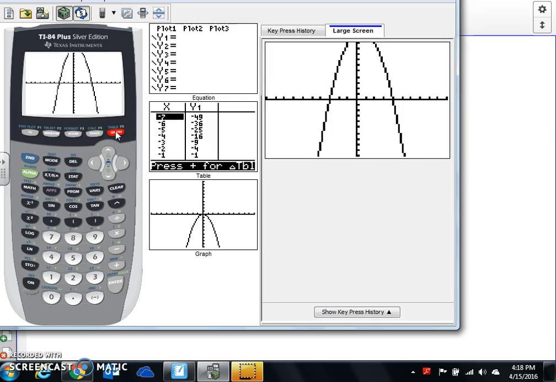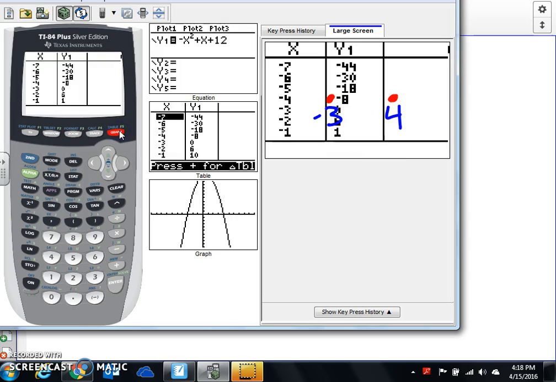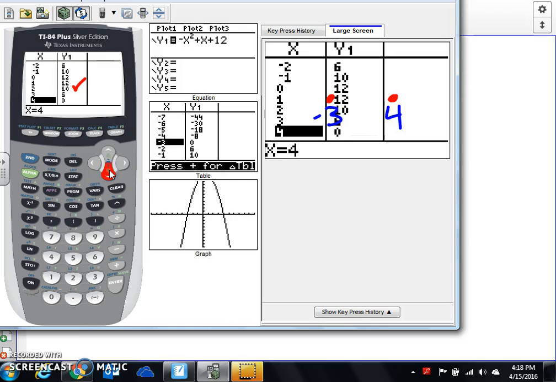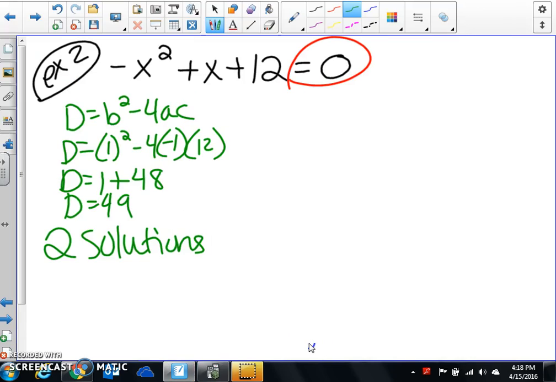Okay, so our roots, our solutions, our zeros are where they cross the x-axis. And looking at it, that looks like negative 3 and positive 4. Let's check using our table. Second table, I go to negative 3. Sure enough, there's a 0 there. Then I go to 4. Sure enough, there's a 0 there. So those are correct. So my solutions are negative 3 and 4.